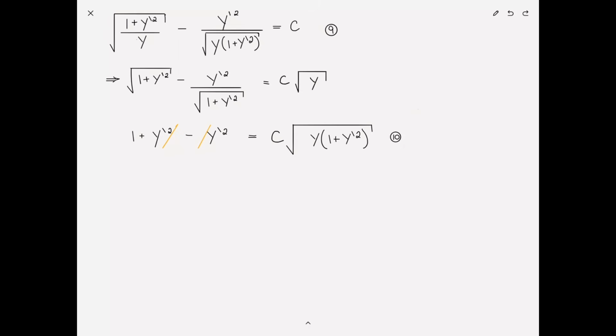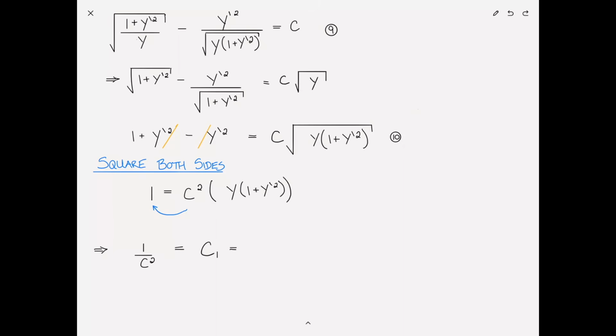In order to clear the square root, we can square both sides. The left is just simply 1. The right becomes c squared times what's under the square root sign, so y times 1 plus y prime squared. Now I can divide both sides by c squared. I get 1 over c squared, which I'll designate as a new constant that I'll call c1. This is just a constant, and that is equal to, if I distribute it, y plus y times y prime squared.